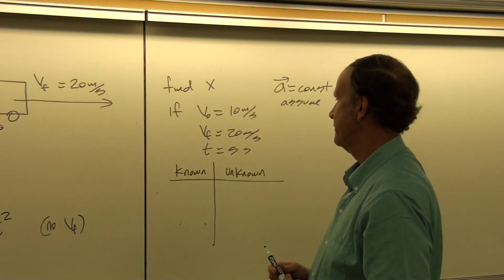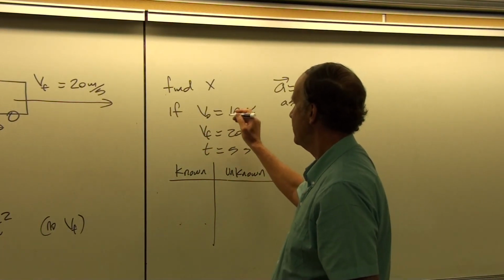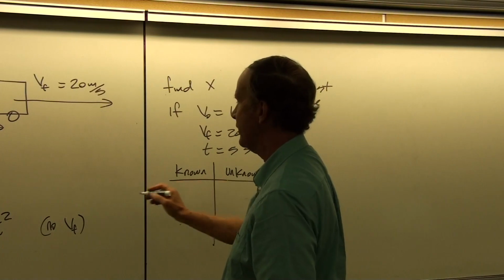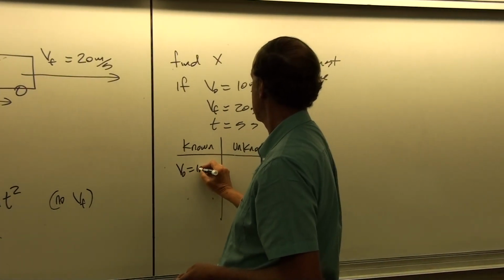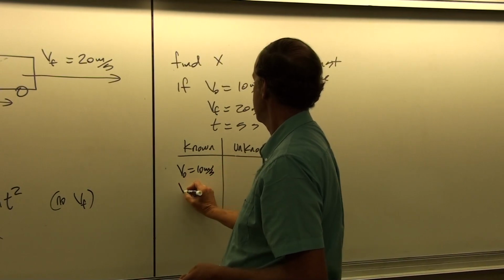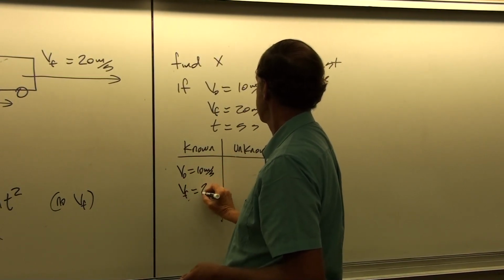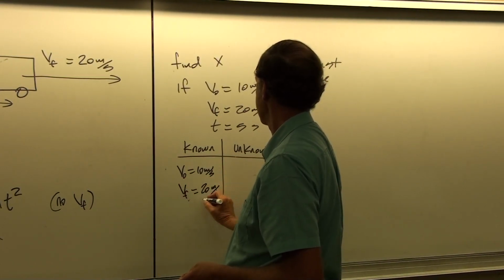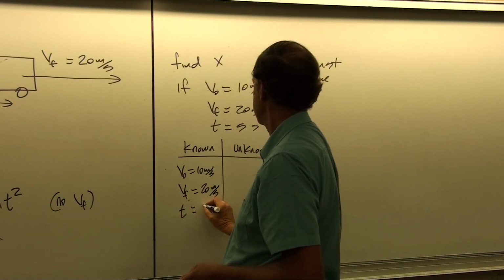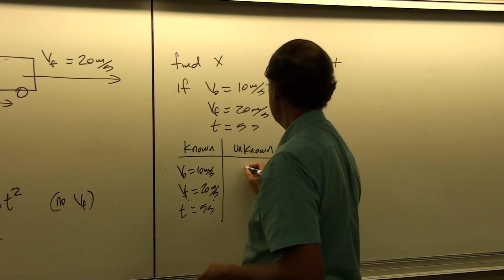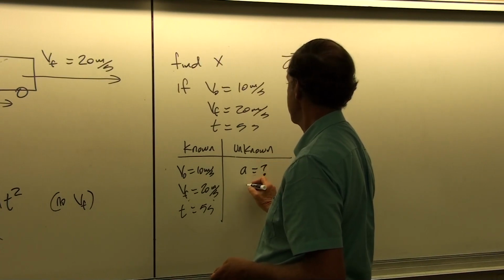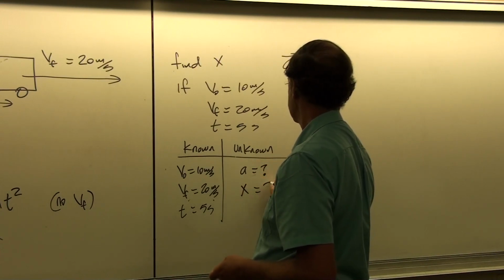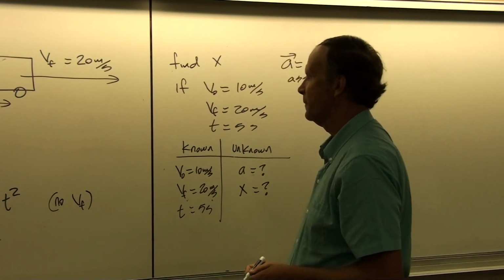All right, so out of those 5 quantities, we know v naught is 10 meters per second. We know v final is 20 meters per second. We know the time is 5 seconds. The unknown quantities are the acceleration, so put a question mark in for that, and x. We don't know what that is either.